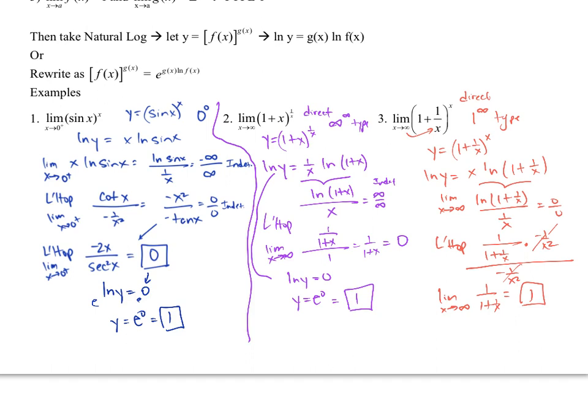So now I continue on with what I had above. We knew that ln y this time is going to be 1. Take e to each side, so y will equal e to the first power. And that's my answer to this. All right.